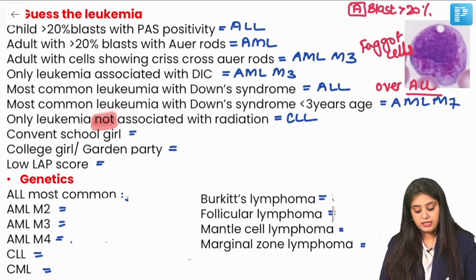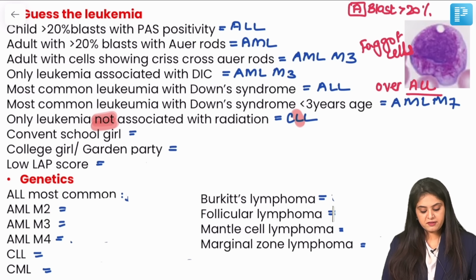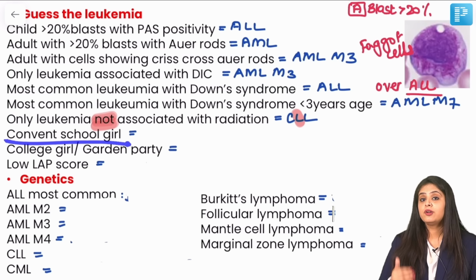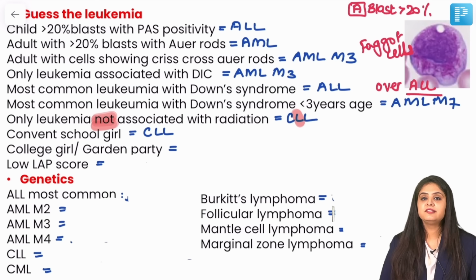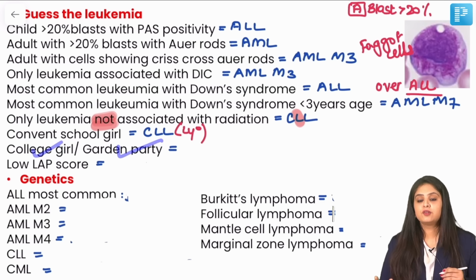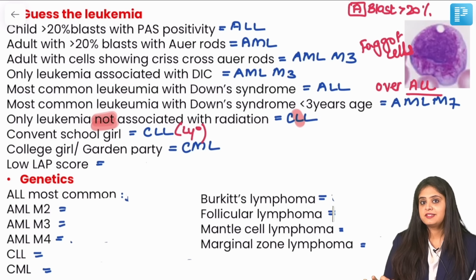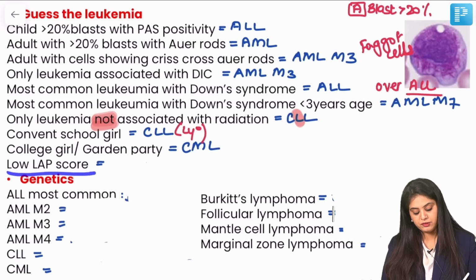CLL tells me chronic lymphocytic leukemia, lymphocytes, all the cells are lymphocytes, as if they are wearing a school uniform. So convent schoolgirl appearance is going to be seen in CLL because all the cells are looking the same, lymphocytes. But if all the cells show different appearance, different stages are seen, like everyone's wearing different clothes as if they're dressed for college or a party, so college girl or garden party appearance is seen in CML, and a special stain for CML is going to be the LAP score. There is low LAP score that you see in CML.